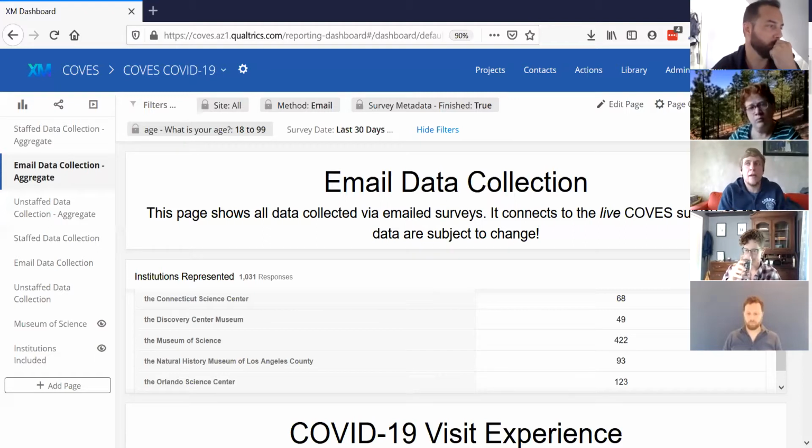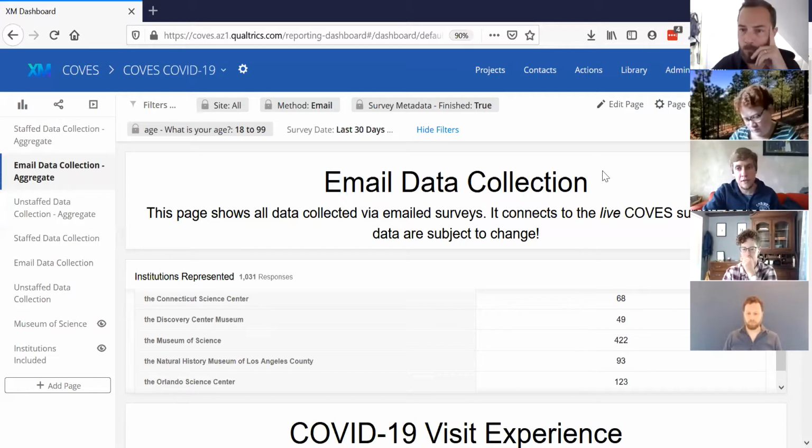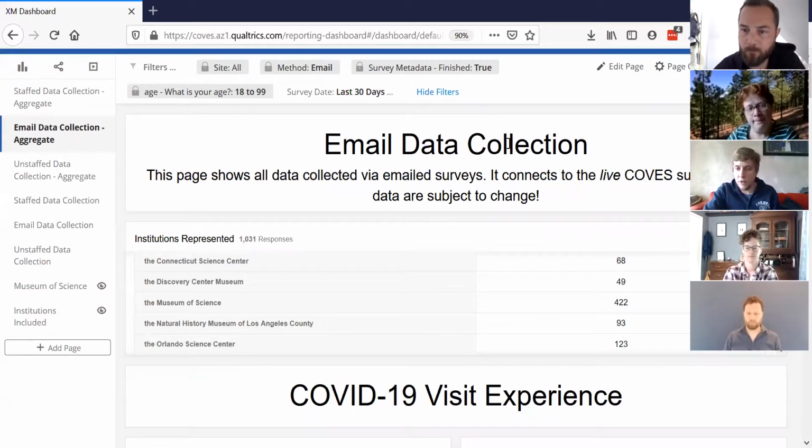So for now, if you're really curious about your institution specific questions before they get cleaned and uploaded into the existing dashboard, the best thing is to look at the raw data, and we can always provide that to you. So I'll stop there.